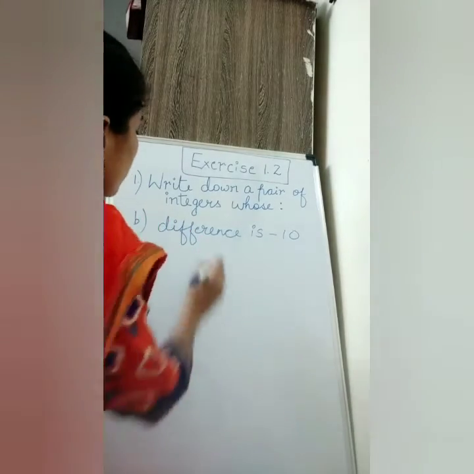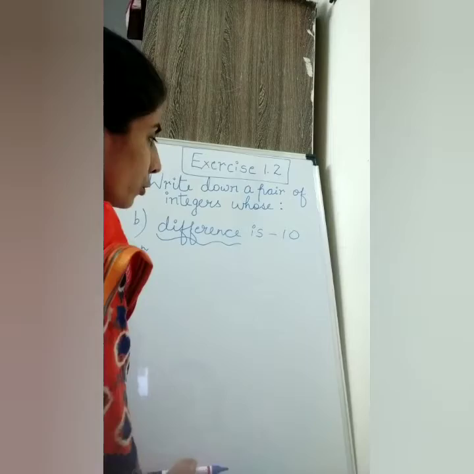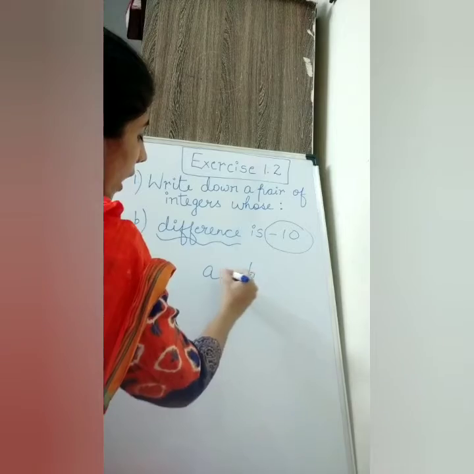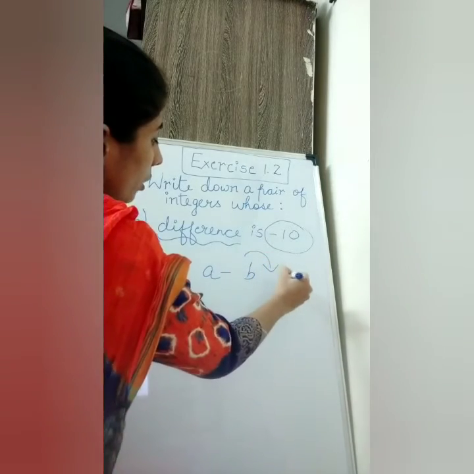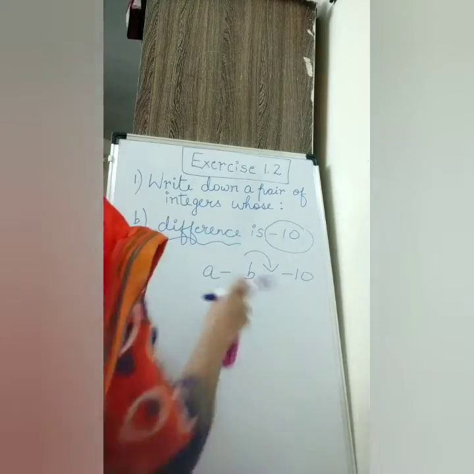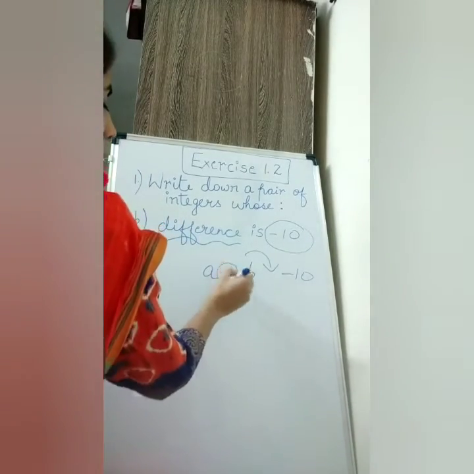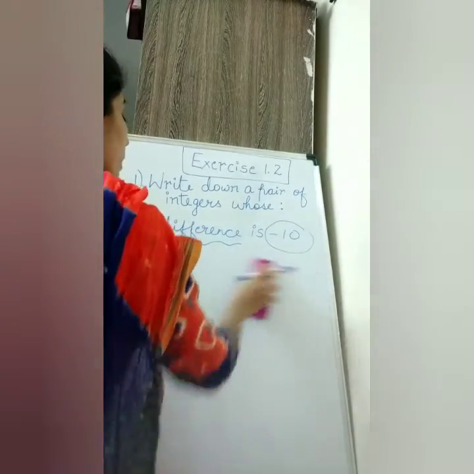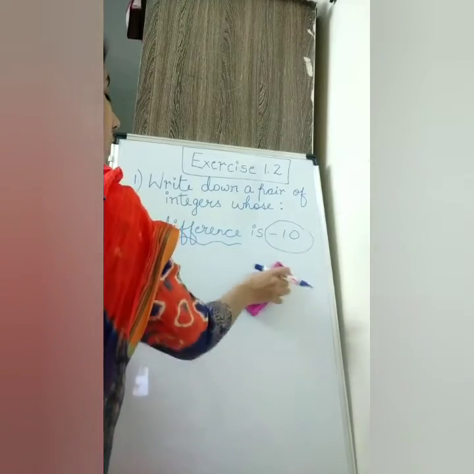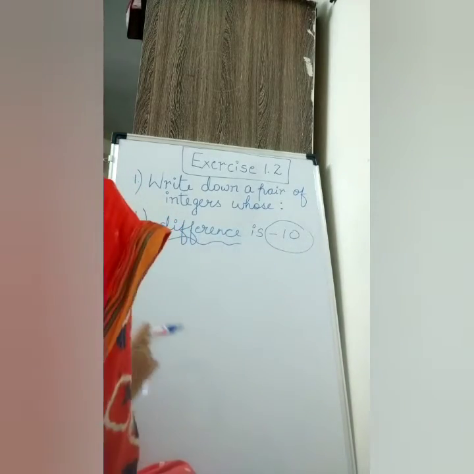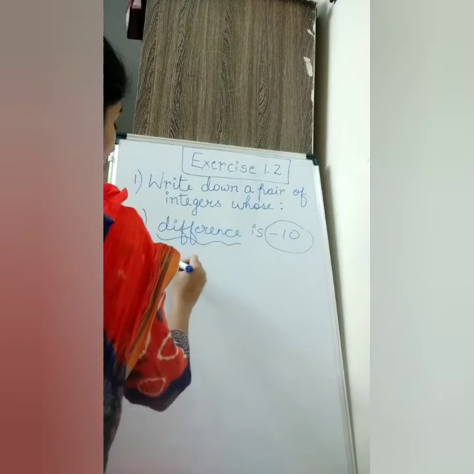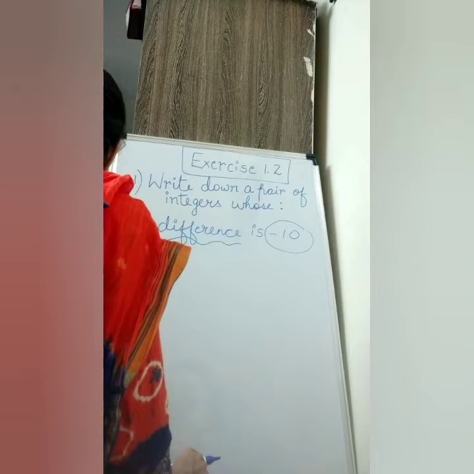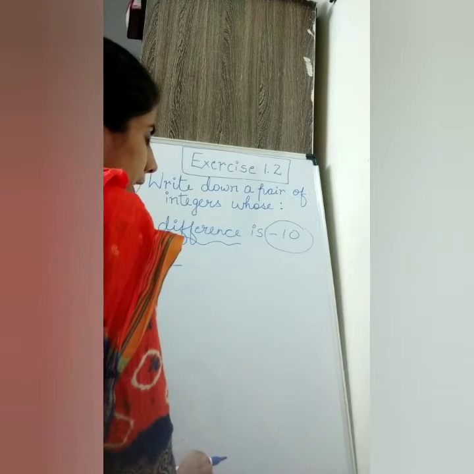Okay, now B is you have to find the difference. It means you have to do subtraction and what you want is minus 10. It means you will subtract two integers to get minus 10. Here they have mentioned difference, that is why we are subtracting two integers to get minus 10. Now how will we get minus 10? Again, there are so many ways to get minus 10. Now suppose I am writing, we need 10. So 25 minus 15, we will get 10.